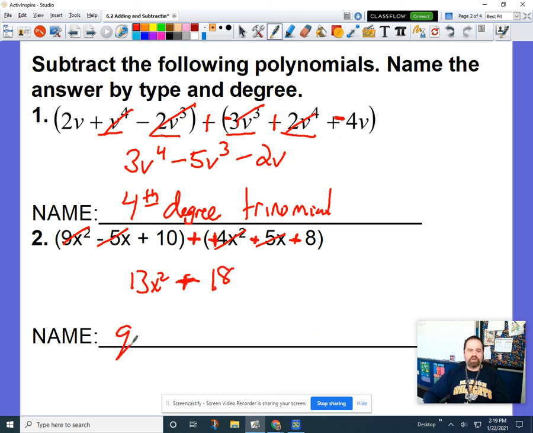This is a quadratic binomial. Okay, it's your addition rules with a twist. That's all we're doing here.